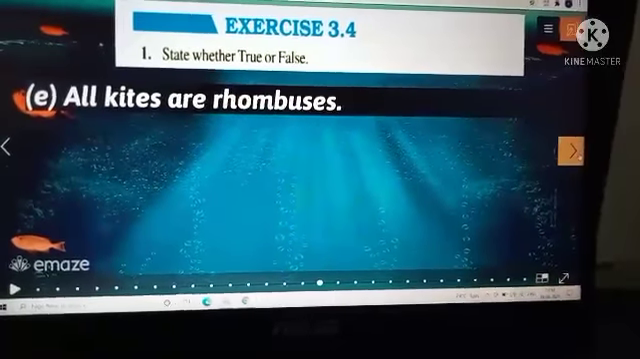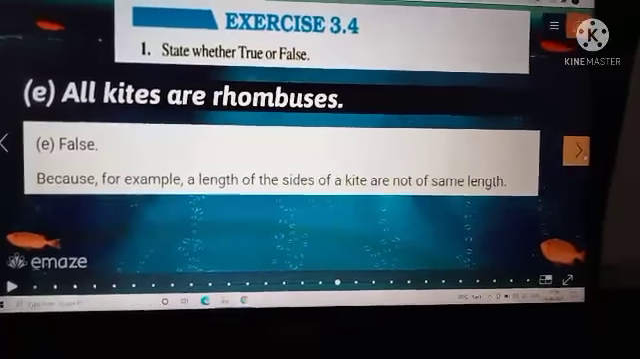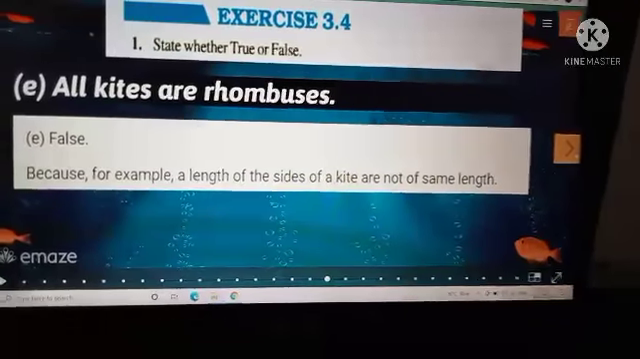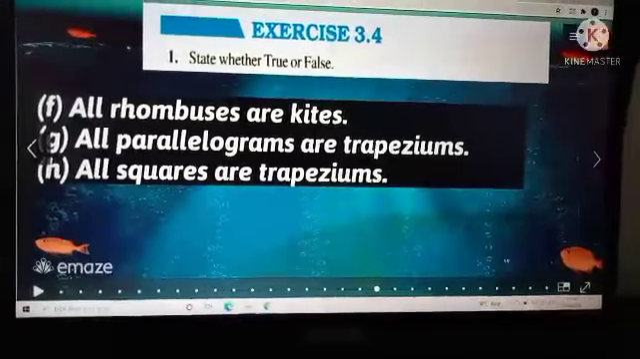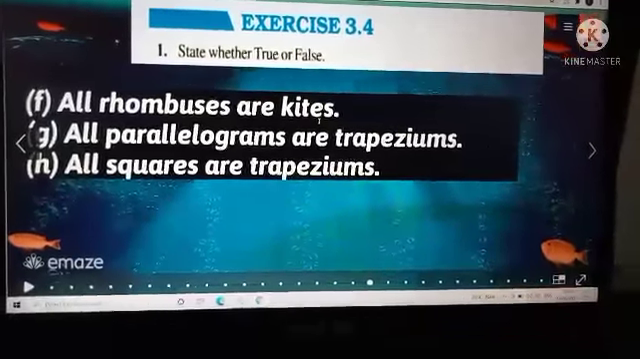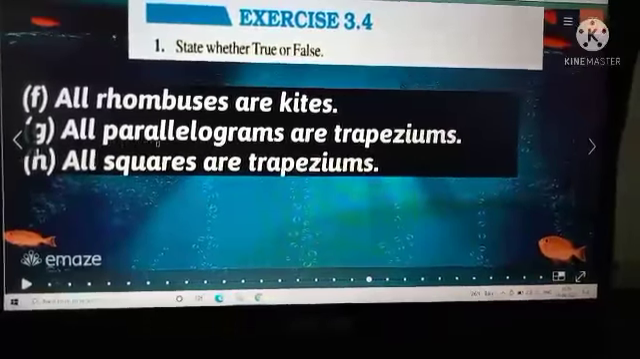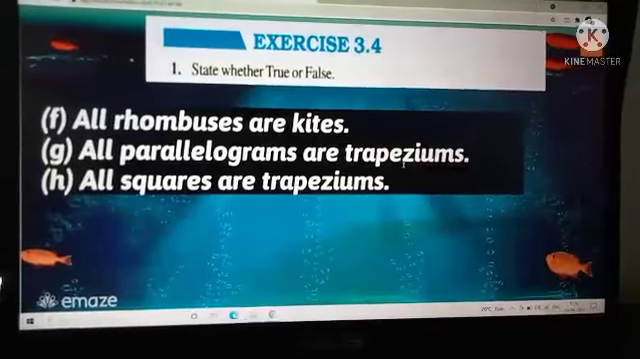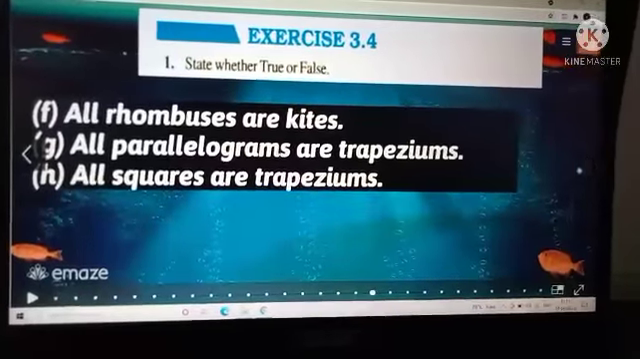All kites are rhombuses. False. Because, for example, the sides of a kite are not of the same length. Next question. All rhombuses are kites. What do you think? Are all rhombuses kites? Yes, it's true. And all parallelograms are trapeziums? Yes, it's true. All squares are trapeziums? Yes, that is also true.